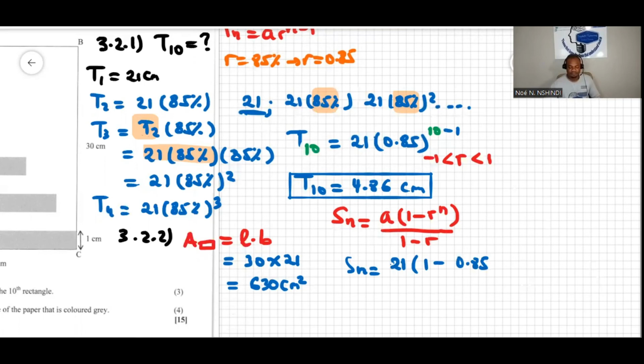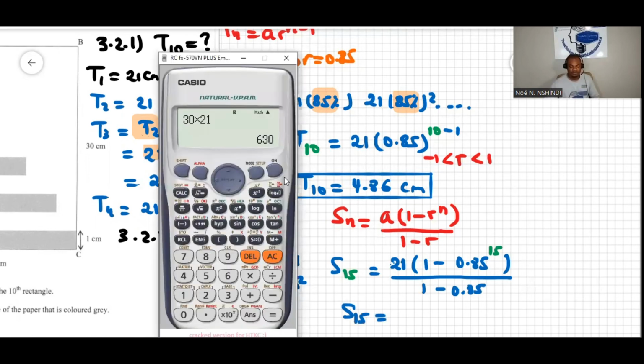0.85. I'm meant to write here S15, so S15, to the power of 15, close bracket, all over 1 minus 0.85, that's 85%.